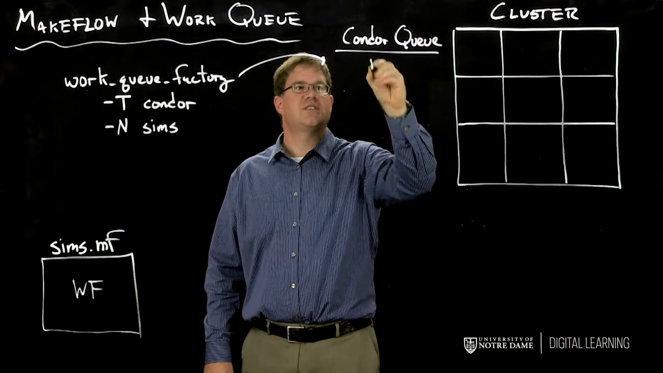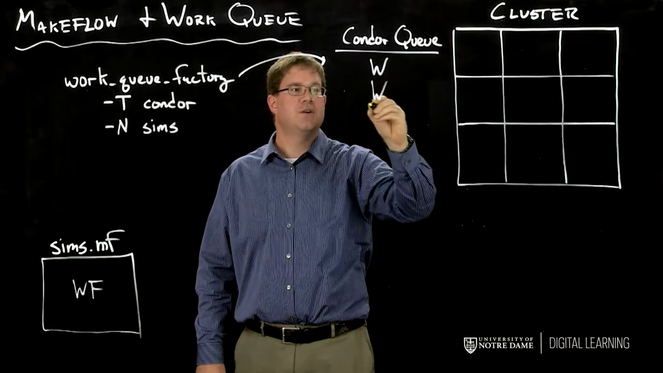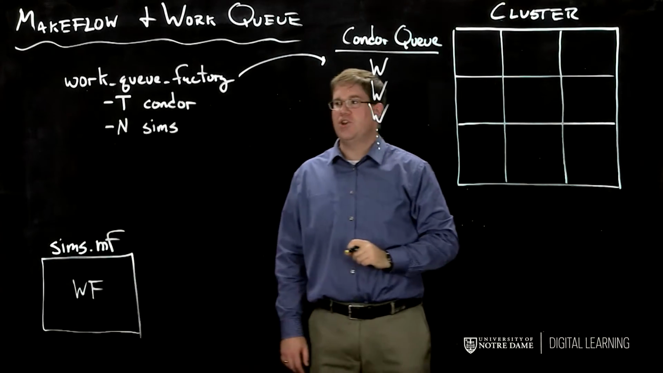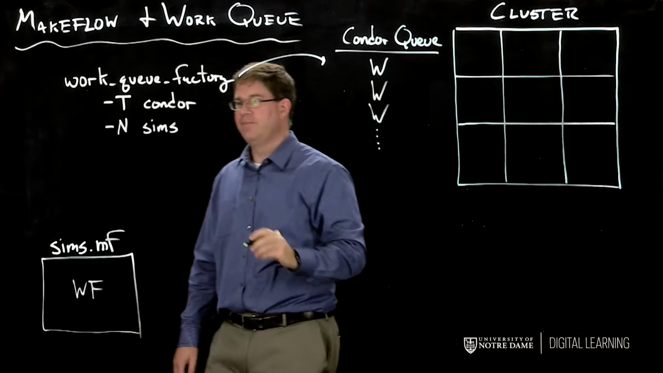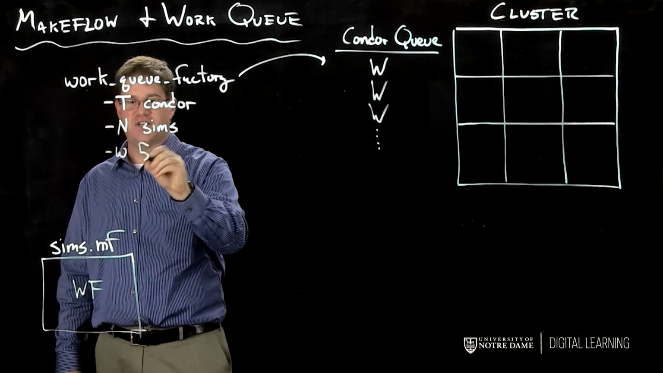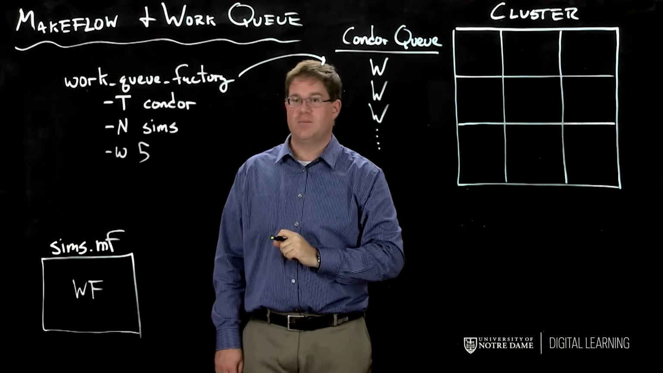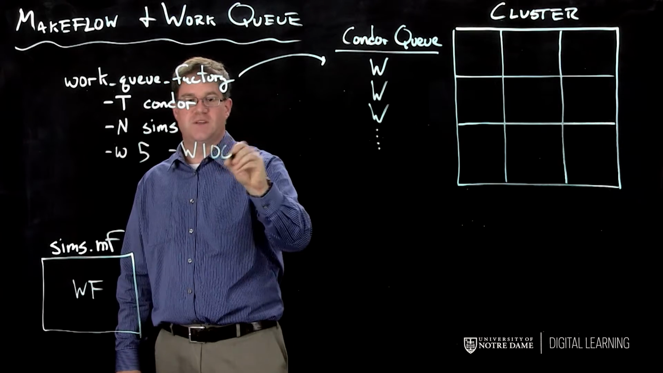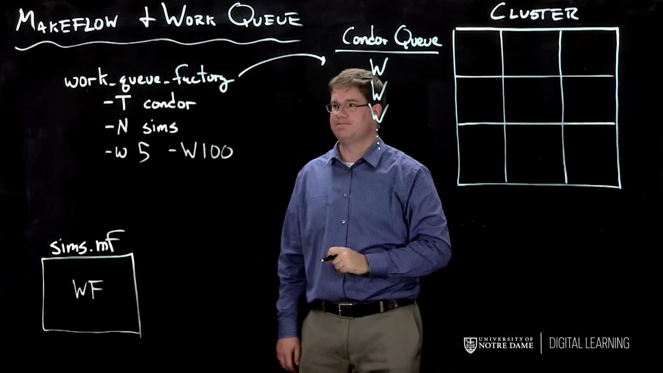And I'll use just the letter W to indicate a worker process. So we may have a large number of them here, and you can control how many workers you have by using the dash W options. So if I say dash W5, that means a minimum of 5 workers. And if I say dash big W100, it means a maximum of 100 workers.